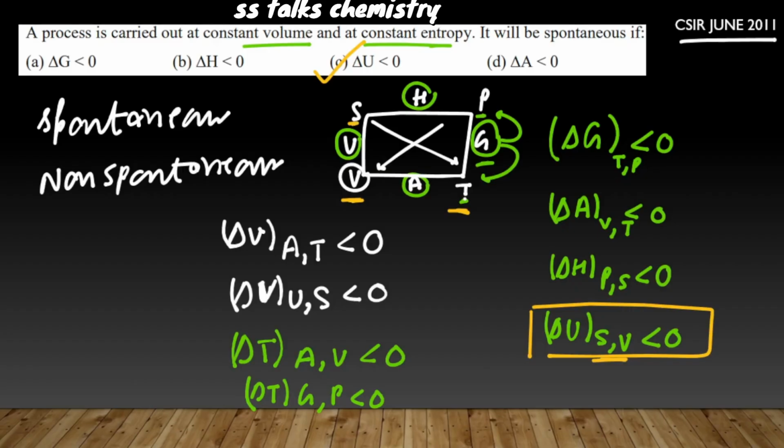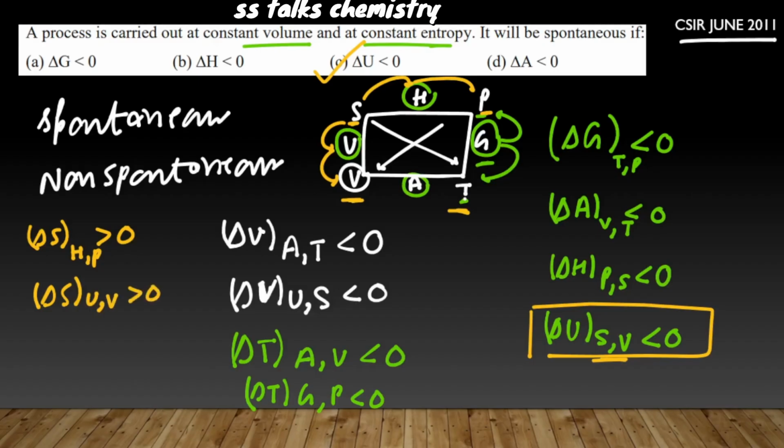Whereas in terms of entropy and pressure, delta S is going to be greater than zero if the enthalpy and the pressure are kept constant. Similarly, on the other side of the entropy, you have the internal energy and the volume. So delta S at constant internal energy and volume should be greater than zero.